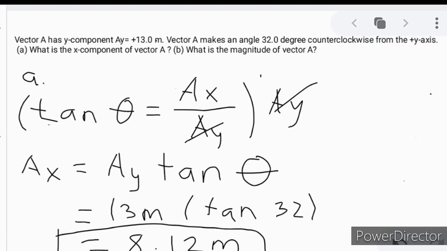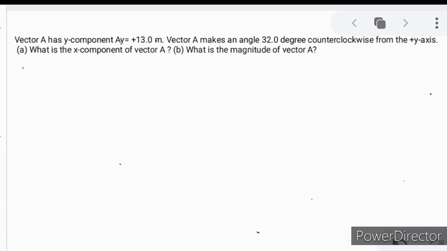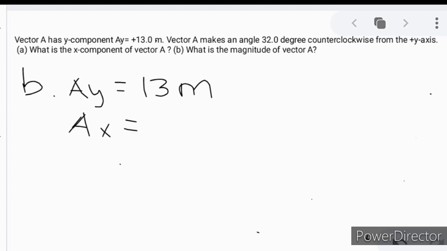But take note, we have some correction on that as we proceed to answering the magnitude of vector A in letter B. Now let's erase everything. So we already got the x component. Now we're getting the magnitude of vector A. So, write again, A sub y is equal to 13 meter. Then A sub x is equal to 8.12 meter. But, let's recall our illustration earlier.